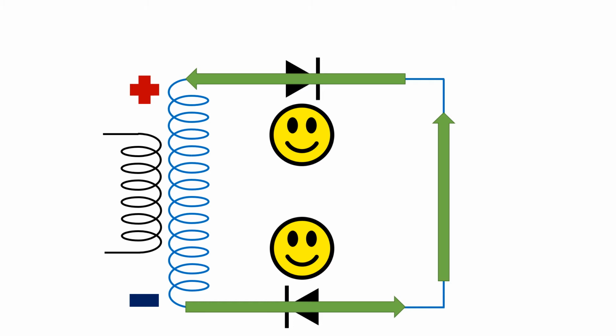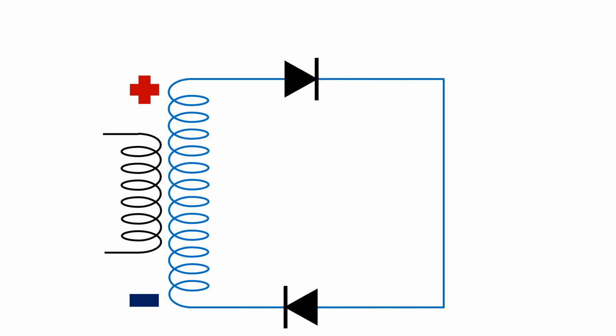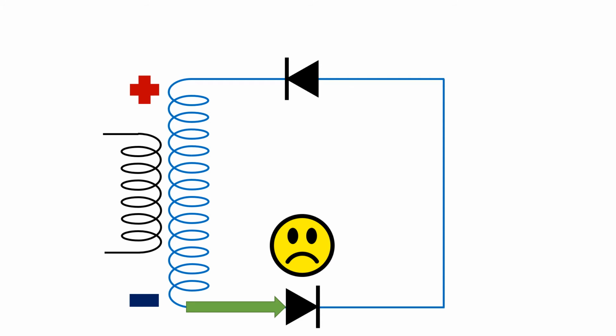Let's try again, but flip the diodes. All right, so first, electrons will flow from the negative side to the positive side. Then the electrons will encounter their first diode. Will the electrons go through? No, because electrons only flow in the opposite direction of the arrows on the diode symbol. Because the diode is pointing in the same direction as the current flows, no electrons will go through.